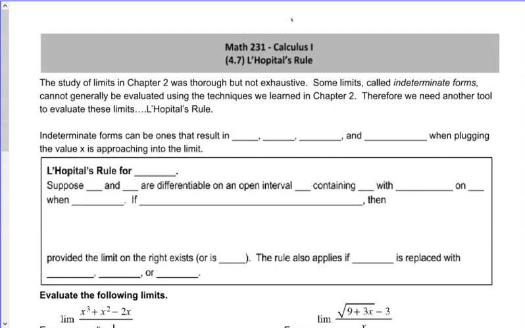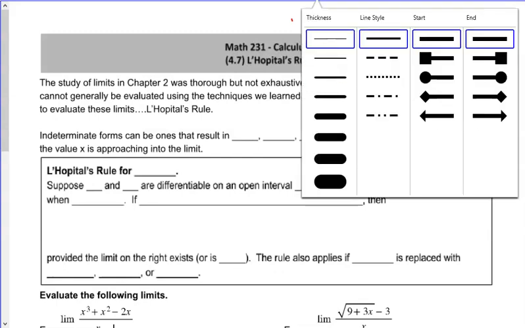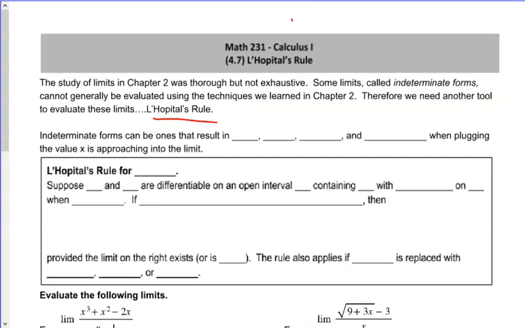So, therefore, we need another tool in our toolbox to evaluate these limits, and that is going to be L'Hopital's rule. And that's how you say it. So, what are the indeterminate forms that we're talking about? That is, if you get a 0 over 0, obviously, that's not going to give us an answer. We refer to that as an indeterminate form. What if we also get infinity over infinity? That's not going to give me one single answer, so that is an indeterminate form.